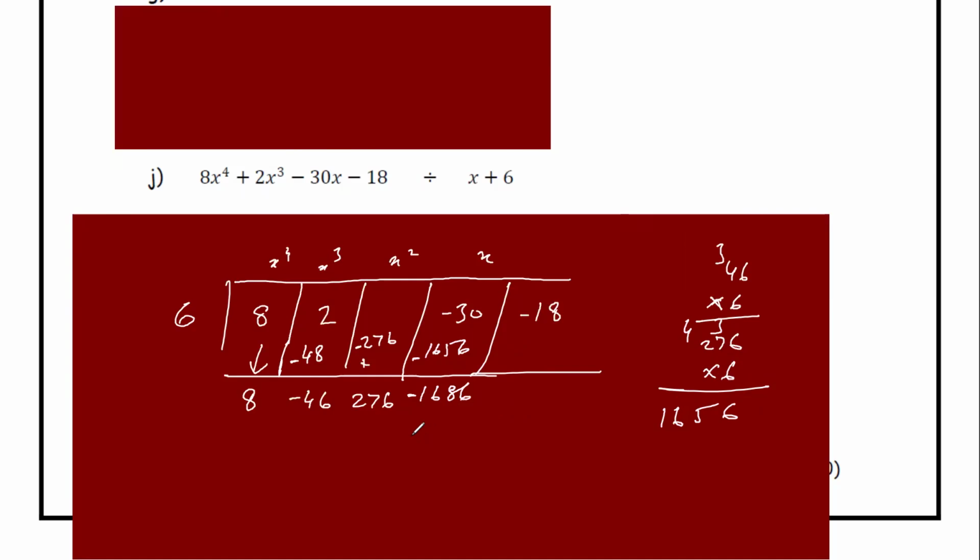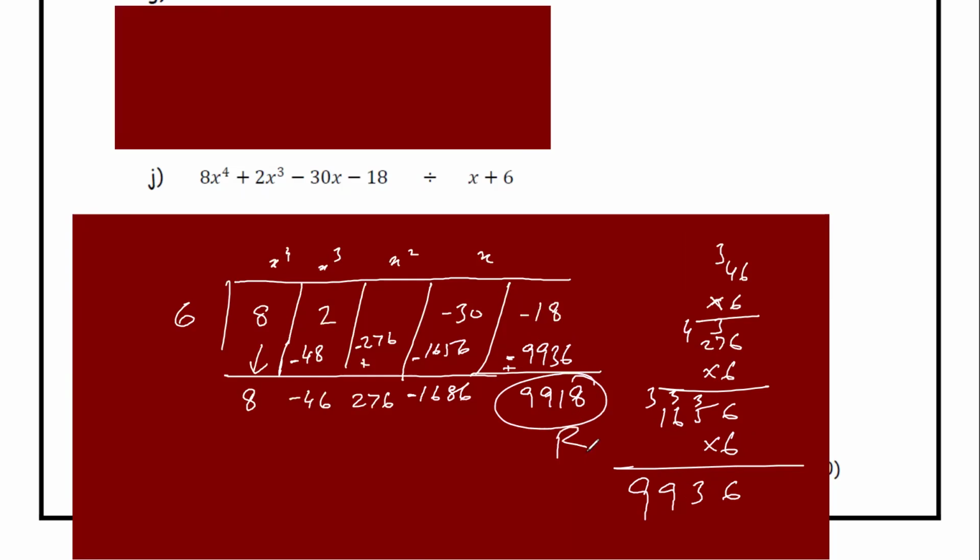Okay. So negative 1686 into 6. That's 6 6s are 36. 6 5s are 30, 33. 6 6s are 36, 39. 6 1s is 6, 9936. So that's 9936 negative, obviously. Change the sign. So it becomes positive 9918.